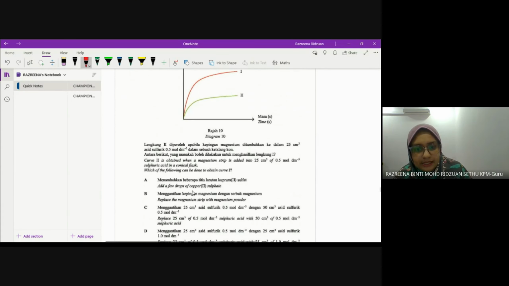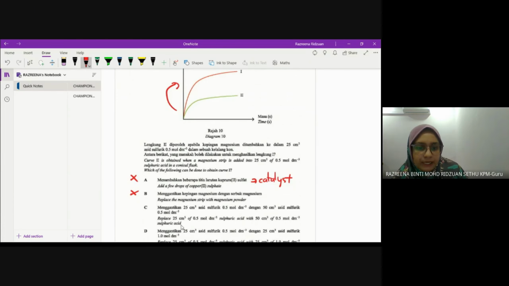A, it is adding copper sulfate. So this is a catalyst. By adding catalyst, you don't change the volume of the gas. You only make it higher rate. Okay, so not A. Replace magnesium strip with powder, also same. You will make it higher rate, but you don't get this double.